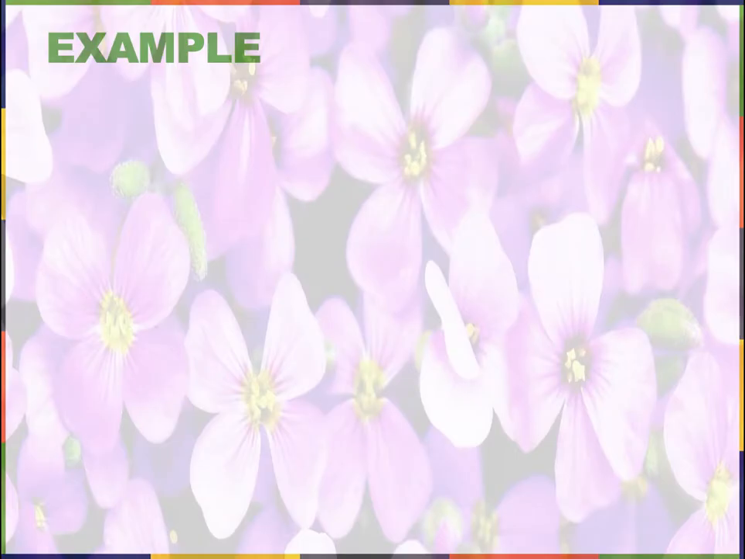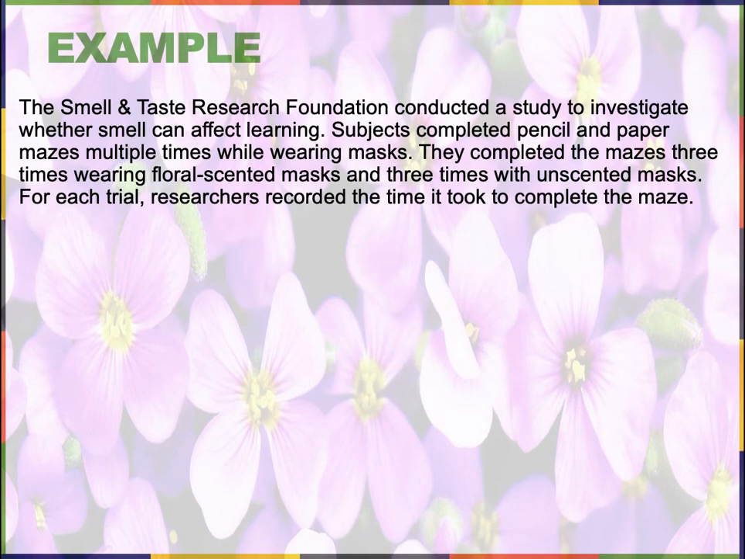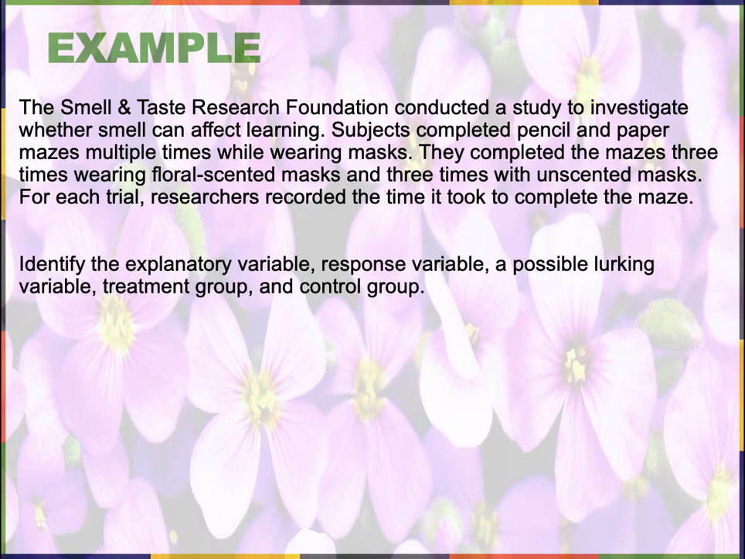Let's look at one last example to give us a better sense of all the terms we just discussed. The Smell and Taste Research Foundation conducted a study to investigate whether smell can affect learning. Subjects completed pencil and paper mazes multiple times while wearing masks. They completed the mazes 3 times wearing fluorescent masks and 3 times with unscented masks. For each trial, researchers recorded the time it took to complete the maze. We're going to identify the explanatory variable, response variable, possible lurking variables, treatment group, and control group.